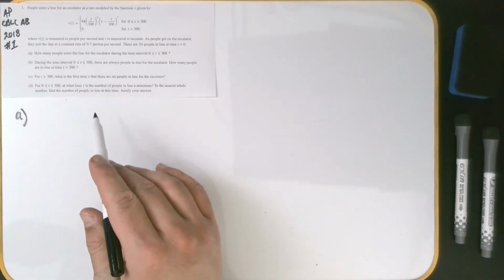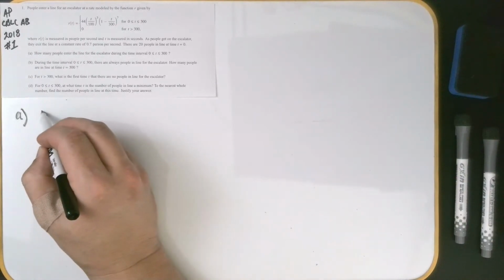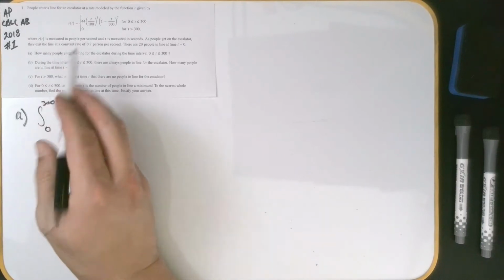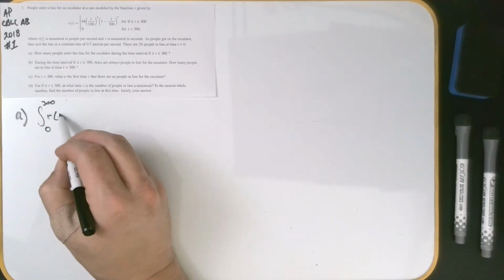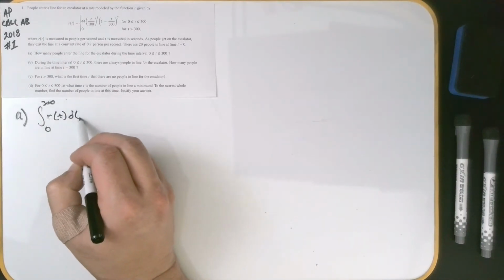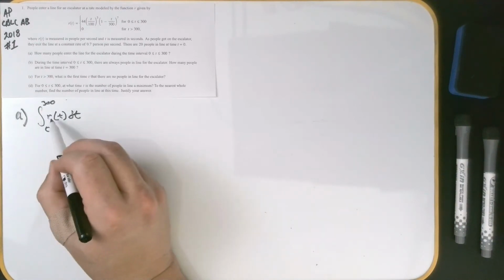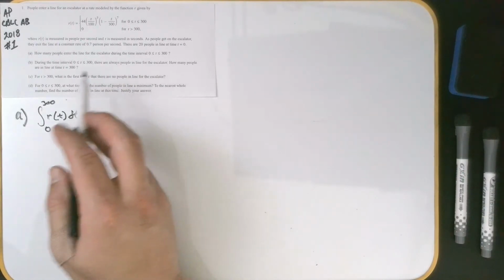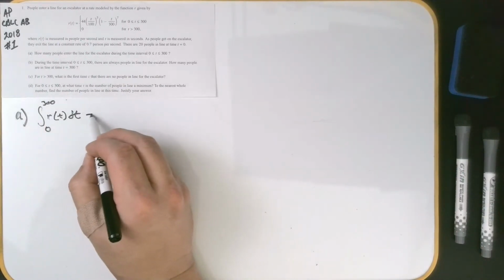So how many people enter the line of the escalator during the time interval 0 to 300? Well, what if we just integrate from 0 to 300 the rate people are entering? And the rate people are entering is r of t. And again, what do you get when you integrate a rate? Whatever the rate produces. You integrate the rate people are getting in line for the escalator, you'll get how many people got in line for the escalator.